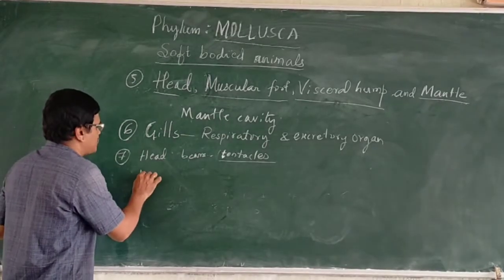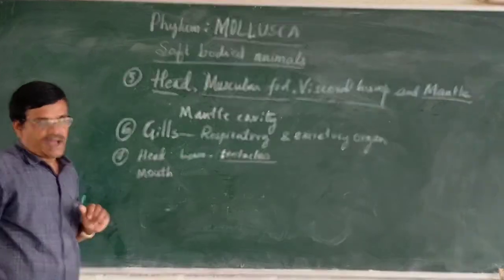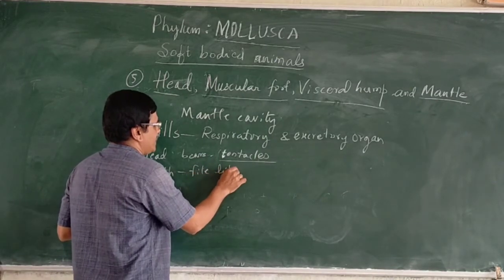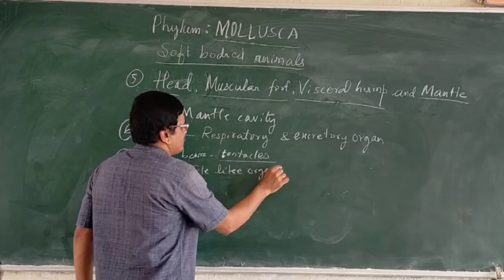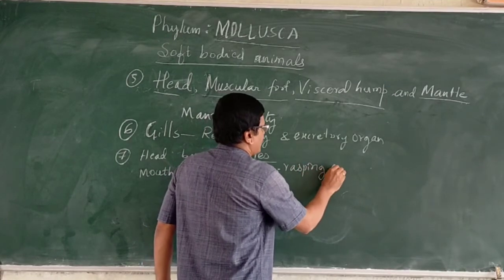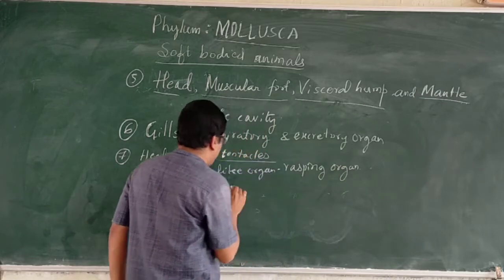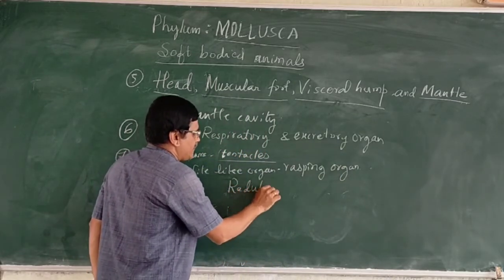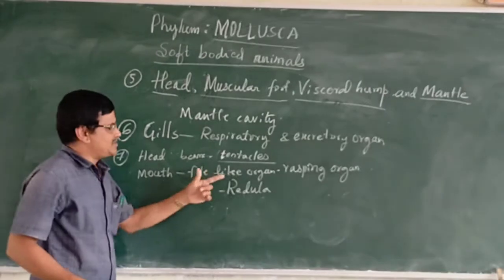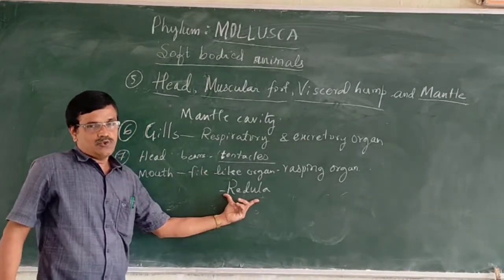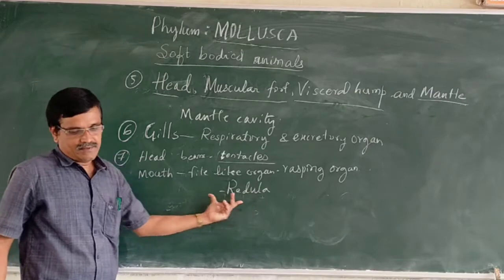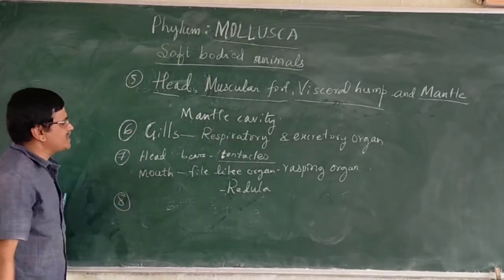Then the mouth has a file-like organ, also known as the rasping organ, known as radula. Radula is nothing but the rasping organ present in the mouth. The shape is file-like, and this radula is used for feeding.